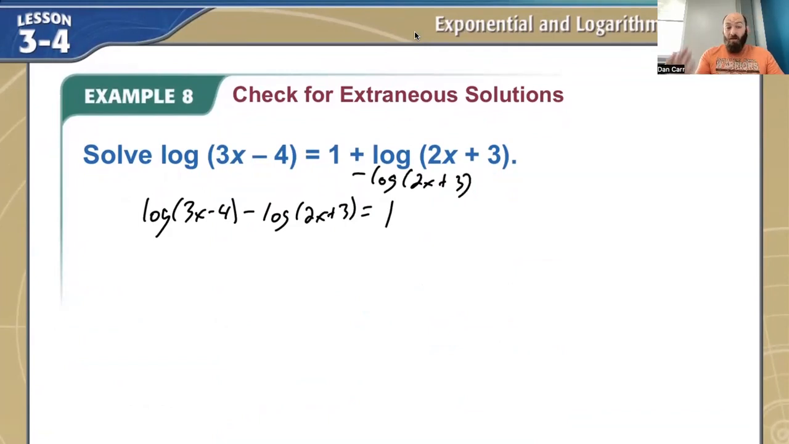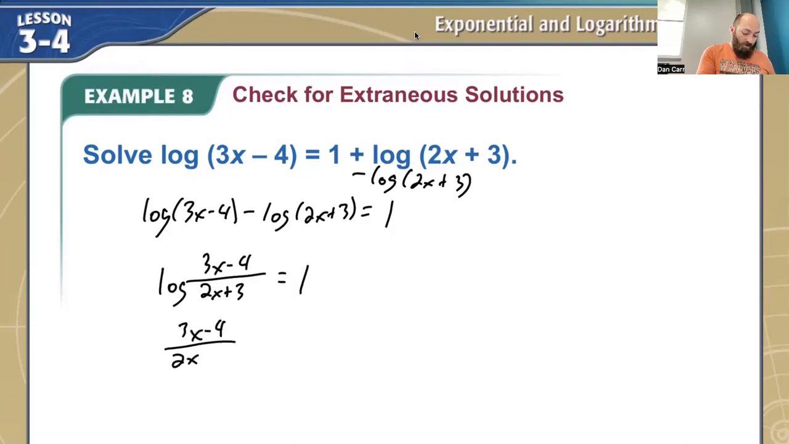After I do that, it's a subtraction problem, so I can condense that down into a division problem. So log of (3x minus 4) over (2x plus 3) equals 1. In this format, instead of it being the one-to-one property, remember this is log base 10. So this is the same as saying (3x minus 4) over (2x plus 3) equals 10 to the first power.